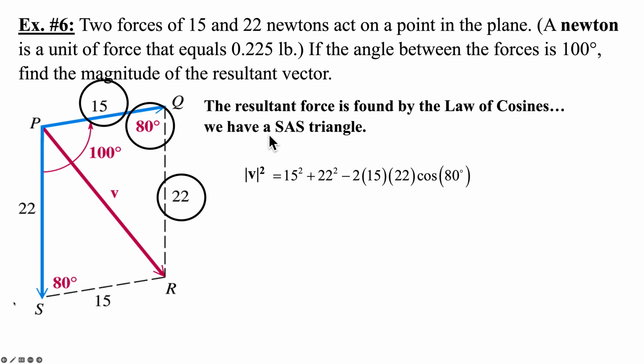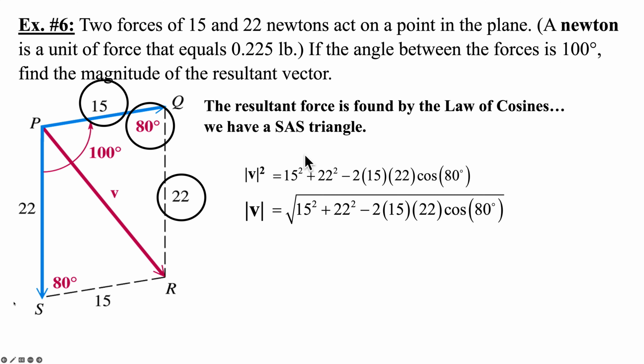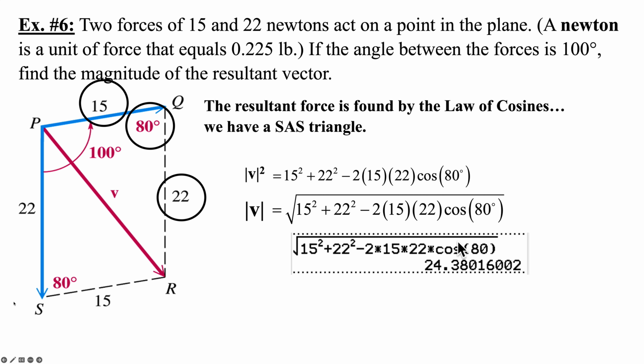Now for this particular example, because 80 degrees is not a special right triangle angle, there will not be an exact value that you're looking for. This will be all decimal. So we'll just take the square root of all this and go right to the calculator and enter it. And we get 24.38, so we'll probably go to 2 decimal places. So the magnitude of the resultant vector V is 24.38 newtons. Just use the same units for the vectors that they did in the directions.